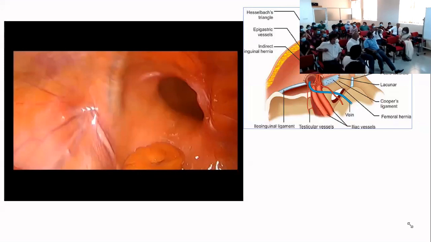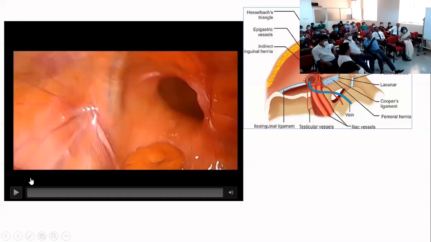In children, the deep and superficial rings are overlapping. When they grow, they become apart.